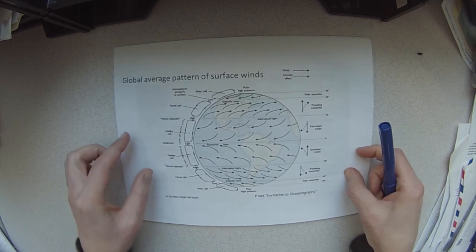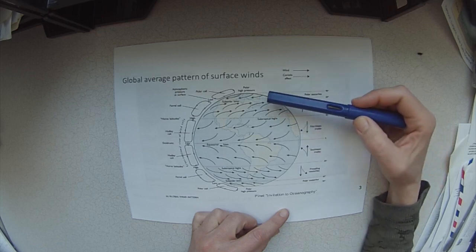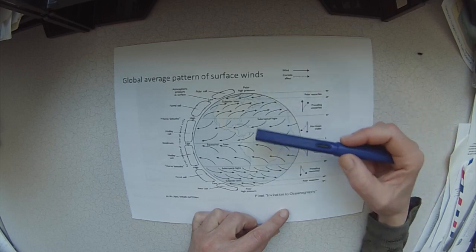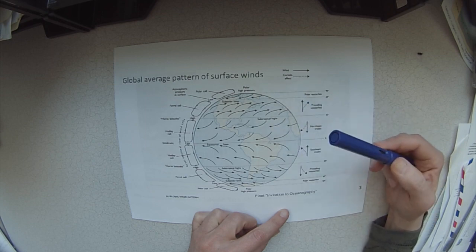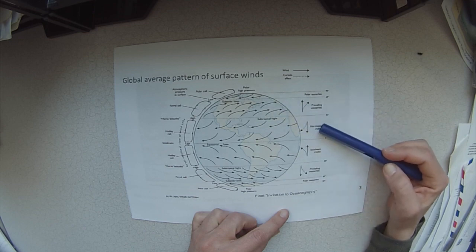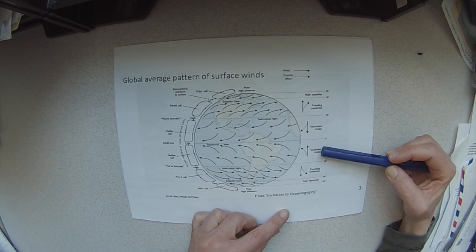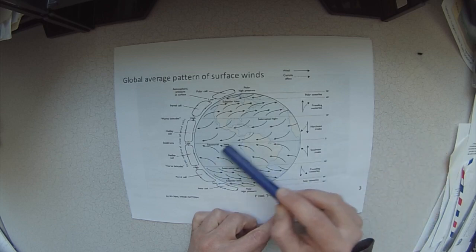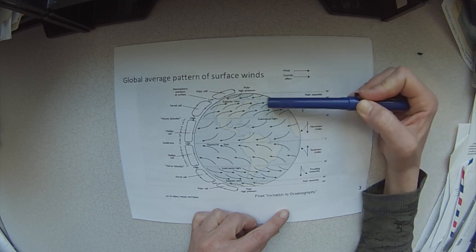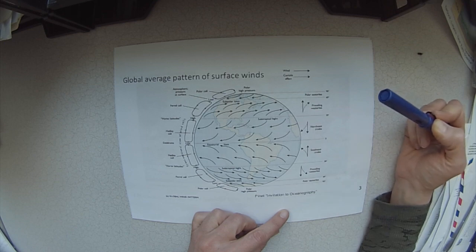In class, we looked at this diagram of surface winds. We see the 6 bands of winds, 3 in each hemisphere. Now, gyres are driven by 2 bands of winds. You need to choose 2. So the subtropical gyres are driven by the trade winds and the westerlies, both in the northern hemisphere, and the trade winds and the westerlies here in the southern hemisphere. The subpolar gyre is driven by the westerlies and the polar easterlies in the northern hemisphere.